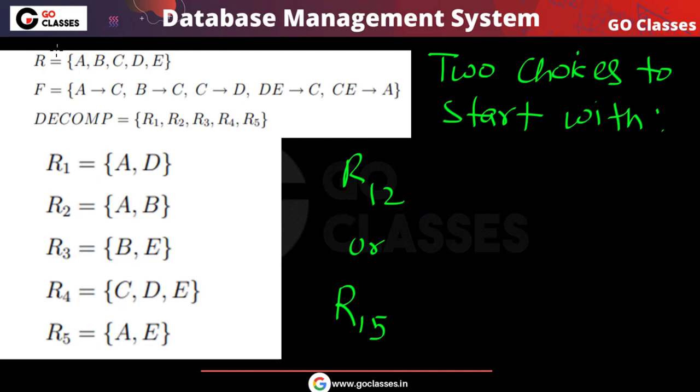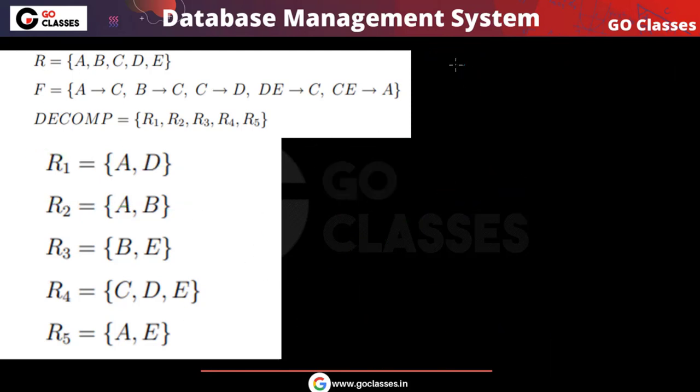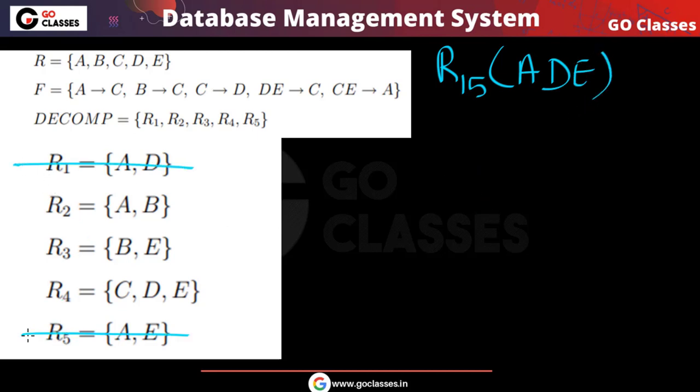So this choice will not give you the final answer. Now let's try this choice: let's start with R15. Can we start with R15? Let us check it out. If we start with R15, then we will get ADE. So for this R15, R1 is gone and R5 is gone.